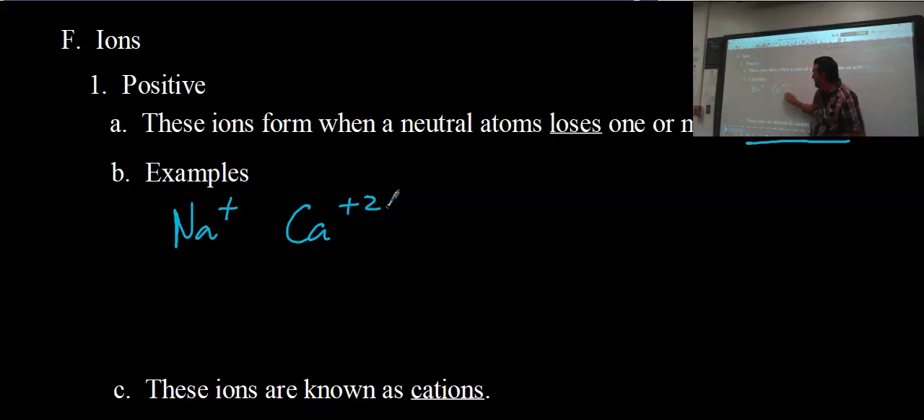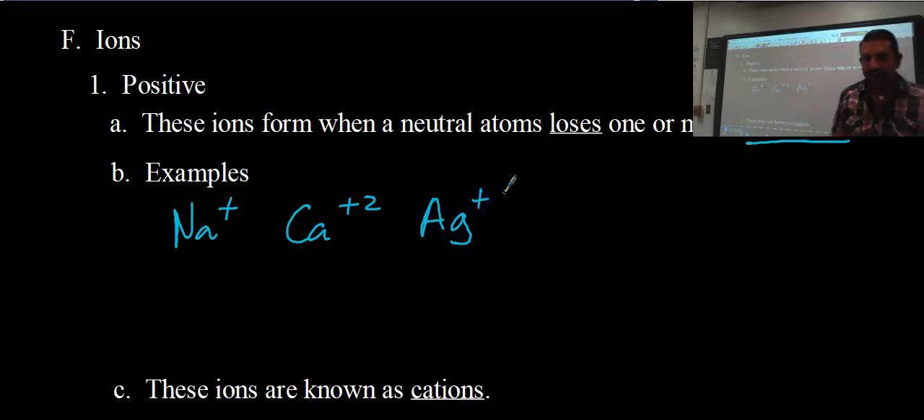In the case of calcium, to form a +2 ion, think about what happens to the neutral atom. Calcium has 20 protons and 20 electrons. This charge is telling us that the ion of calcium has 2 more protons than electrons. Well, it has 20 protons, it has to be 20 because it's calcium, so this ion must have 18 electrons.